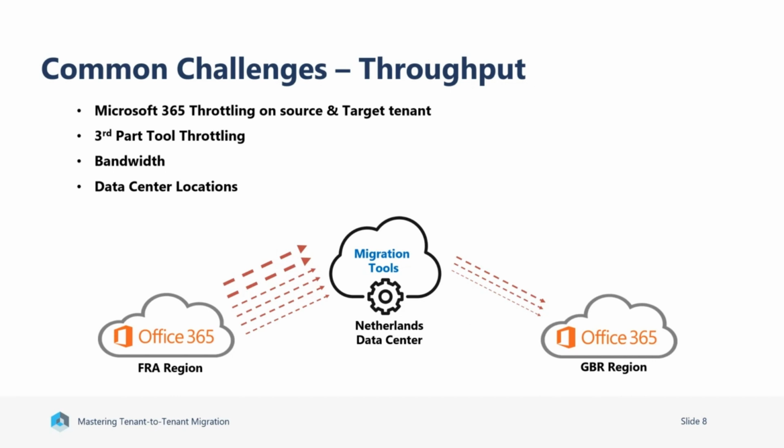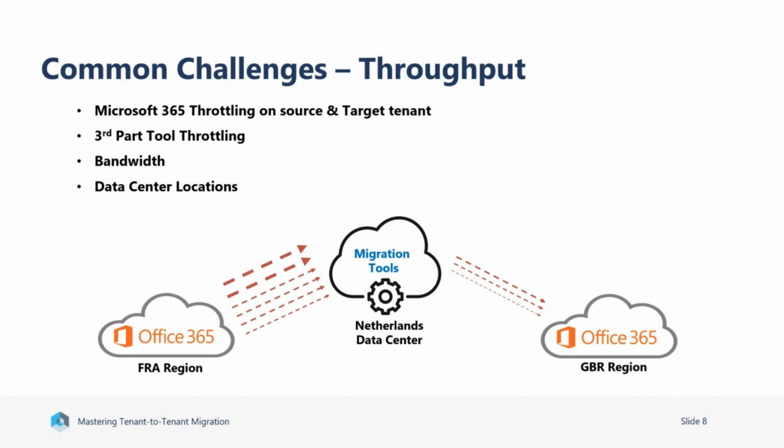Then the next thing is going to be bandwidth, so bandwidth between the Microsoft data centers and the migration tool data center as well. And then you've got to consider the data center locations. In many examples, we've done migrations for organizations who've purchased or acquired businesses in other geographical locations. In this example, on the right hand side, there's an Office 365 tenant based in the UK, and on the left hand side, it's acquired an organization which is based in France.